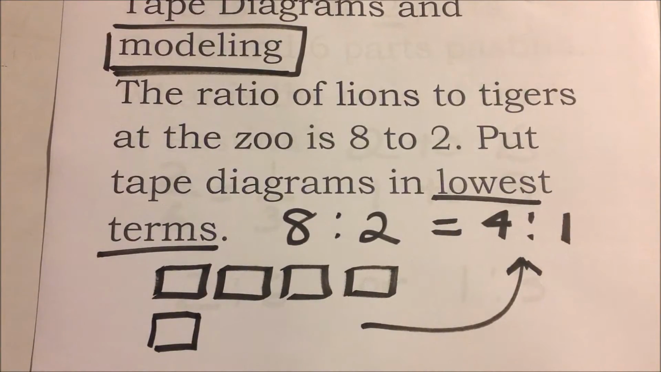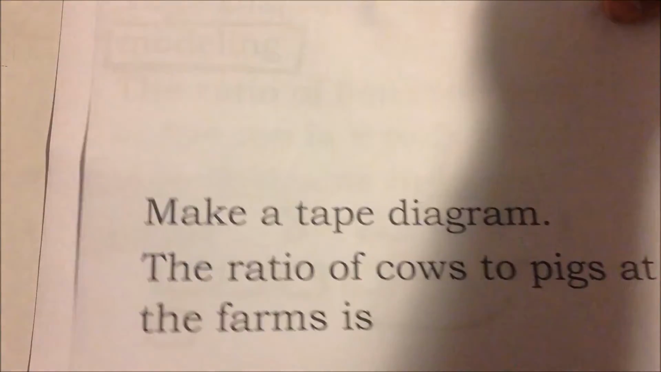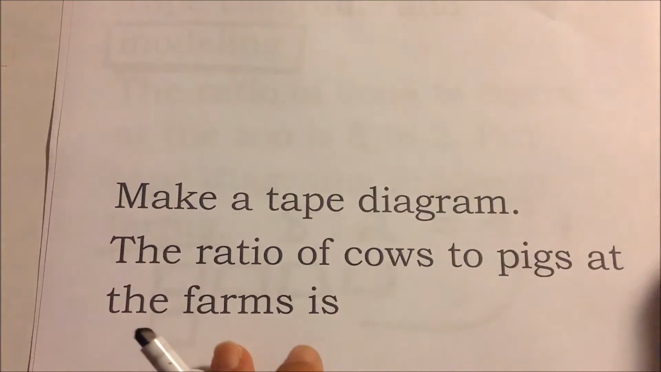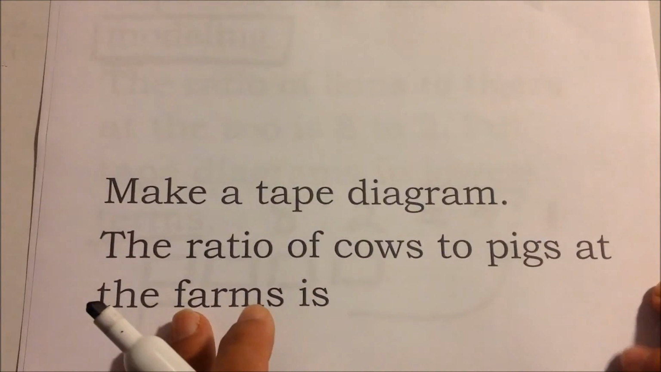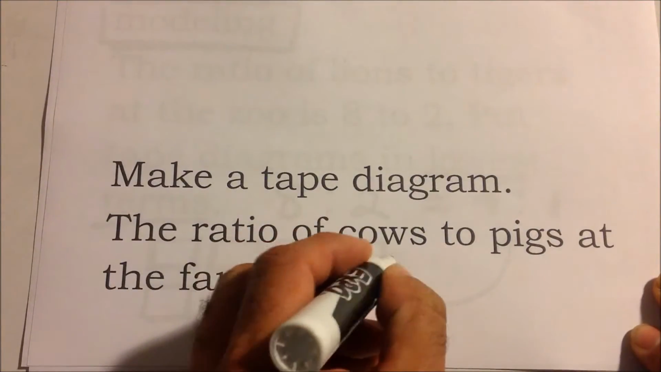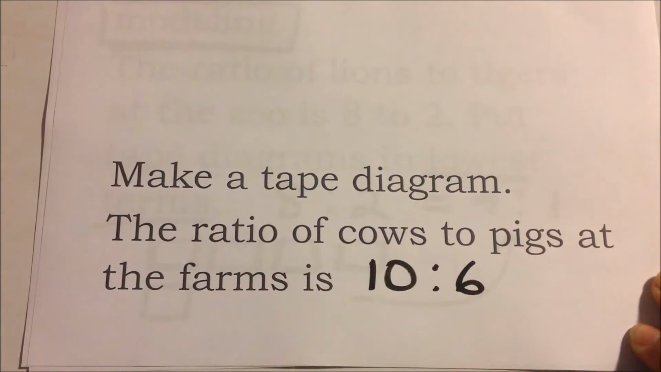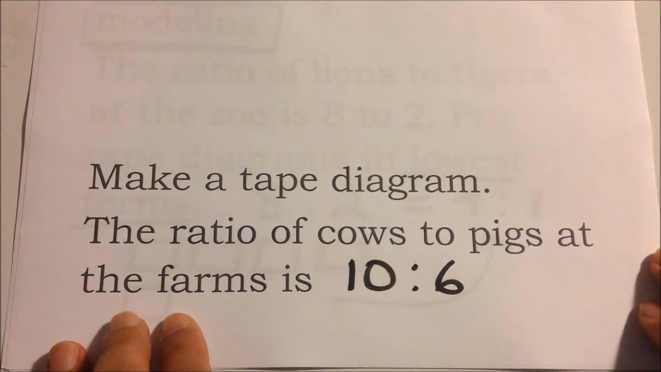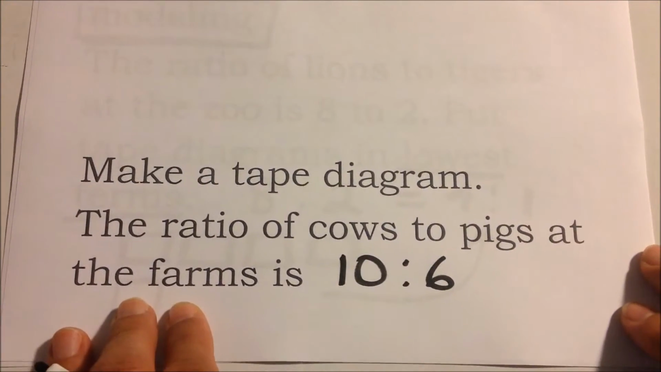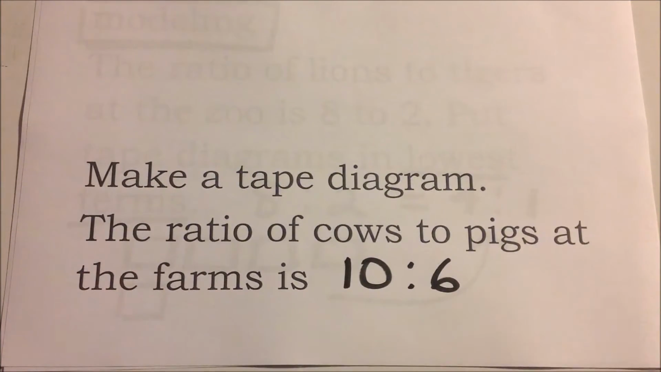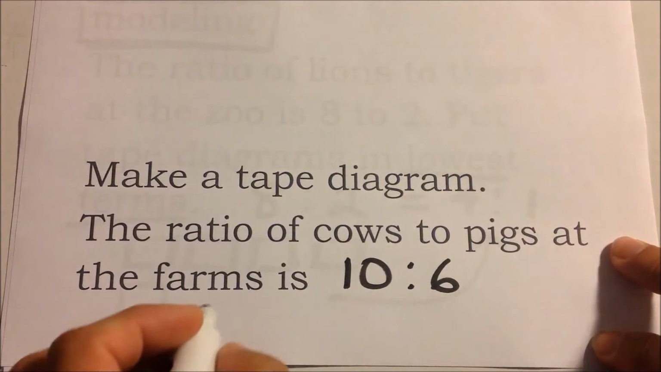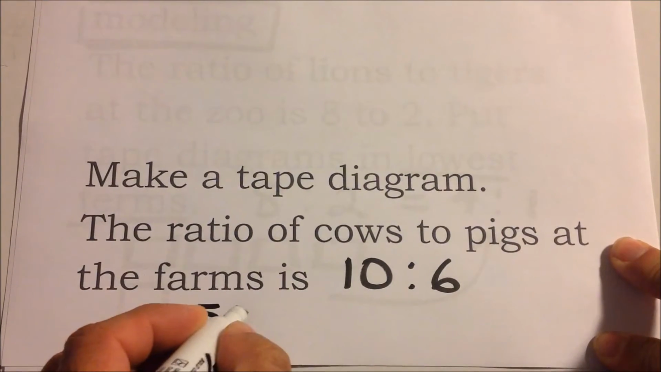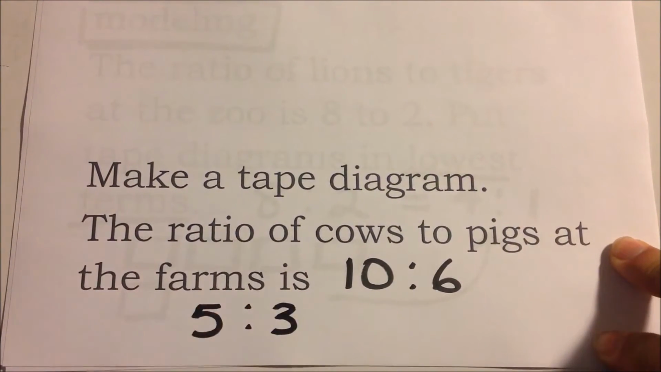So let's see if you can make a tape diagram yourself. Let's say the ratio of cows to pigs at the farm, okay, let's just say it's 10 to 6. 10 to 6. See if you can make a tape diagram of cows to pigs at the farm. See if you can do that. Pause the tape. And remember, the first thing we should do is put it in lowest terms. So in lowest terms, that's 5 to 3. 5 to 3.